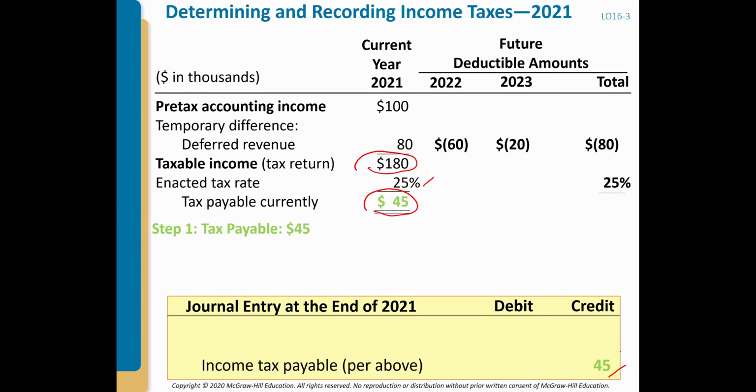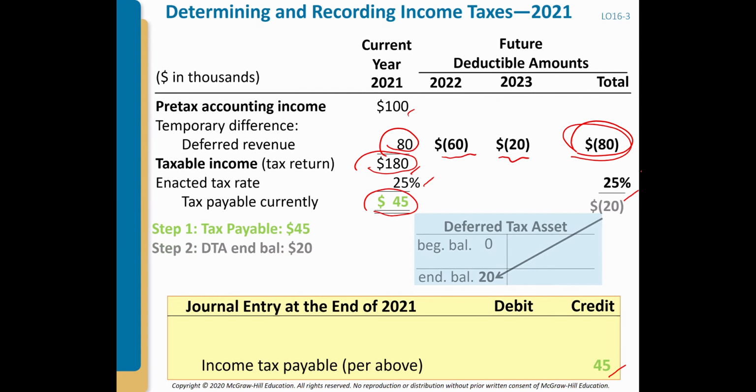And then what is the future deductible amount? Remember that's the 80, the difference between accounting income and taxable income. So 80 should be the future deductible amount. If you look at the details, you're going to deduct 60 in 2022 and 20 in 2023. So total future deductible amount is 80. Now 80 times 25%, let's say the tax rate is 25% in the future, so you got 20.